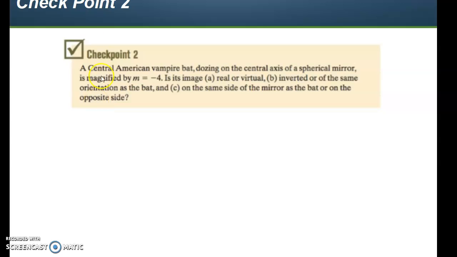All of those you can tell because this is a -4 for the m. Remember, m equals -i over p. The fact that it's a minus sign here means that it's a real image. And the fact that it's a spherical type of mirror, it's inverted, and it's on the same side of the mirror.